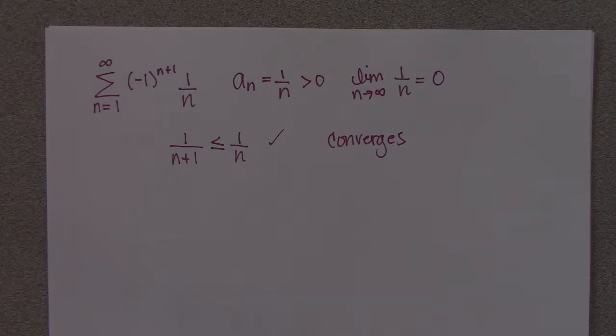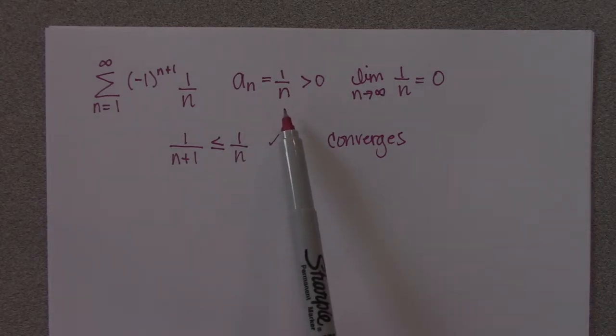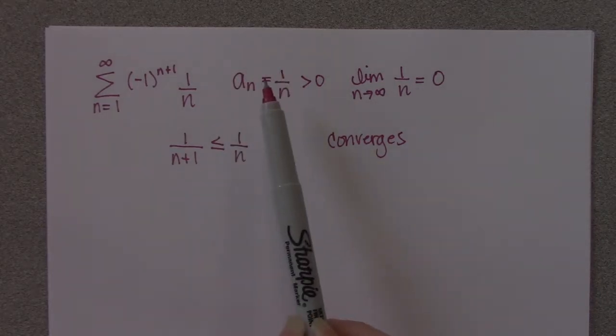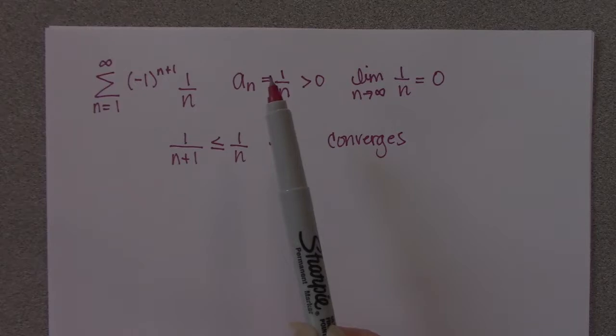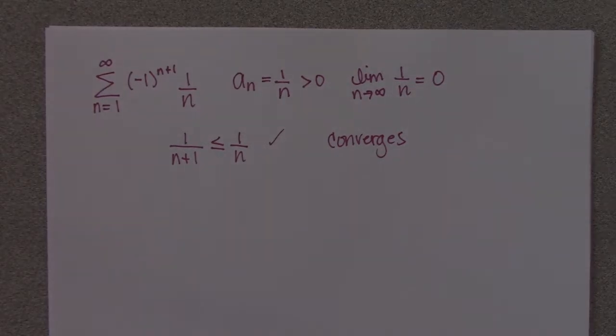So let's look at a series where it doesn't look like it's alternating, and we have to rewrite it to put it in the form to make it alternate. And this is really where this first condition comes in. If your a sub n is not positive, then as I was saying before, you may not have factored out the negative stuff properly.